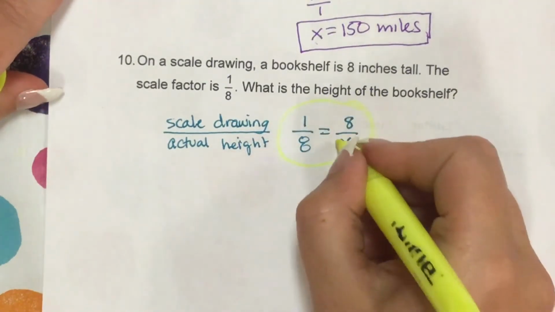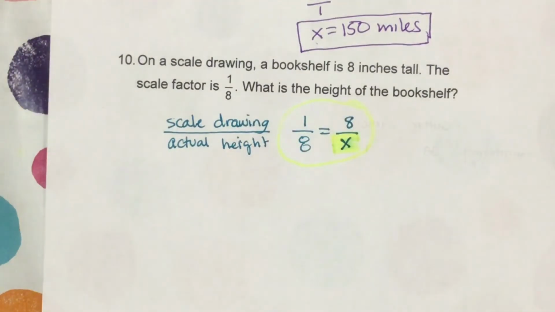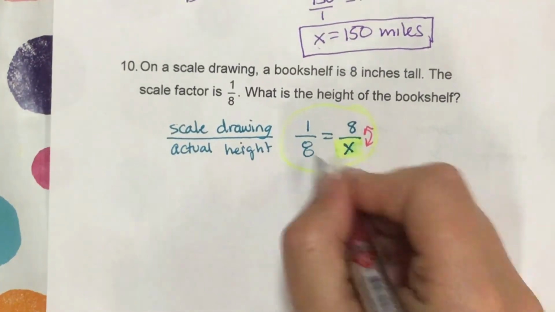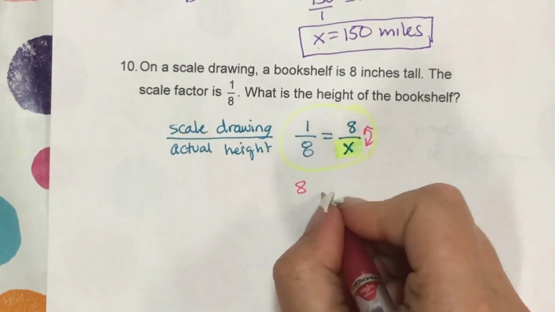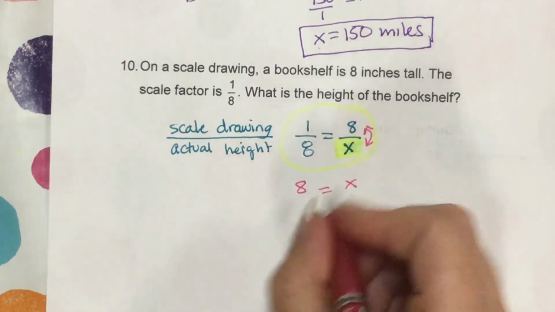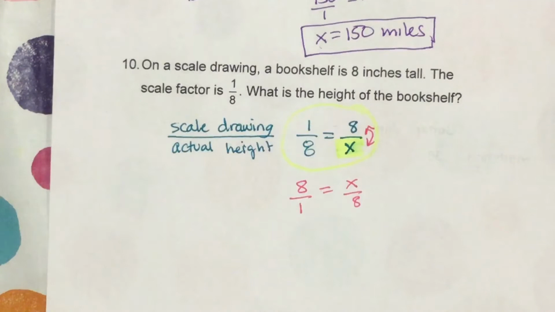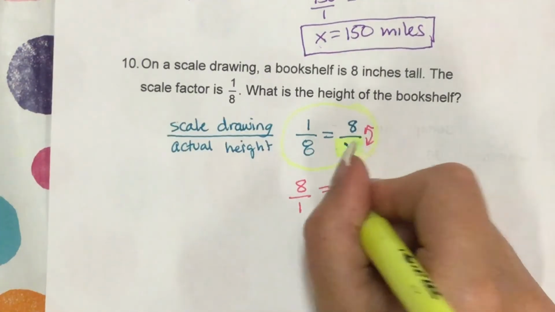We need to go ahead and figure out what X is. Right now, you should immediately see that X is on the bottom, so we're going to have to invert this proportion. Whatever's on the bottom is going to go to the top, and whatever's on the top is going to go to the bottom. So that 1 is going to go to the bottom, that 8 is going to go to the bottom. Perfect. So now we just need to figure out what X equals. So we need to get X by itself.